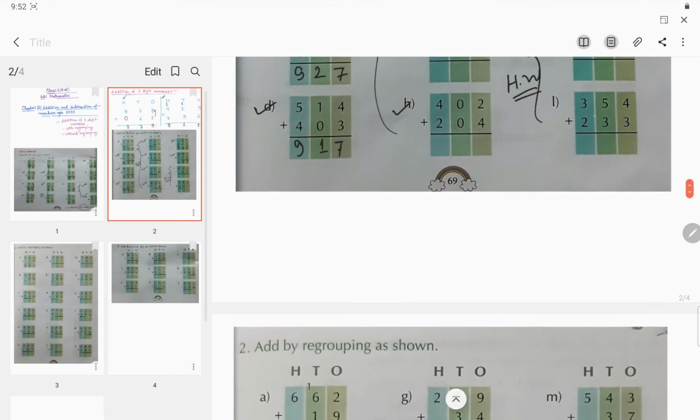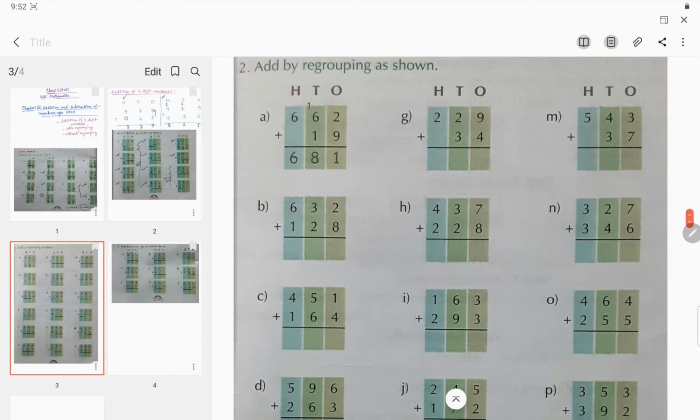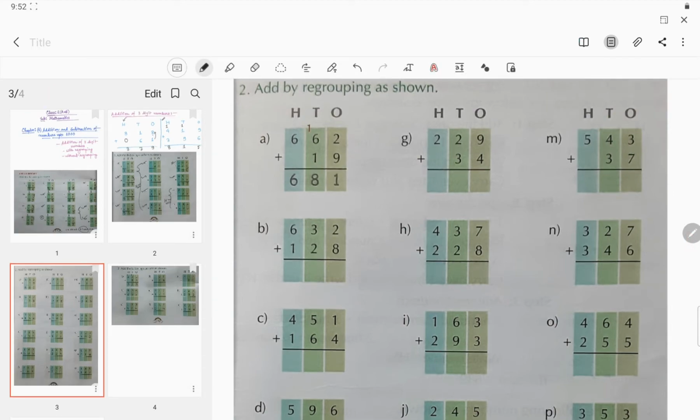Okay. Now the previous examples were without regrouping. Now here we will do with regrouping. What we have done in chapter 2 with regrouping, we will apply the same logic, right? So you have to start from the ones place. 8 plus 2 is 10, but you have to put here 0 and 1 should be carried over. Now add them.